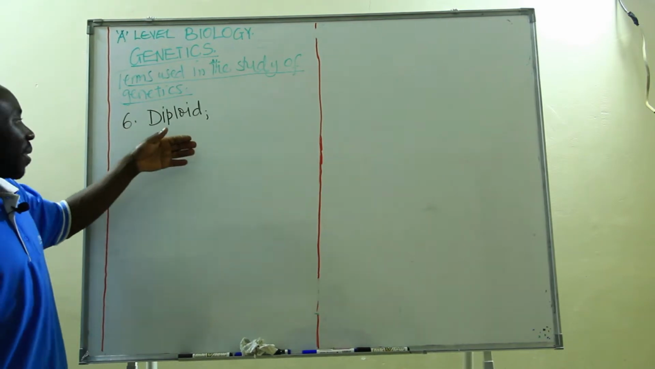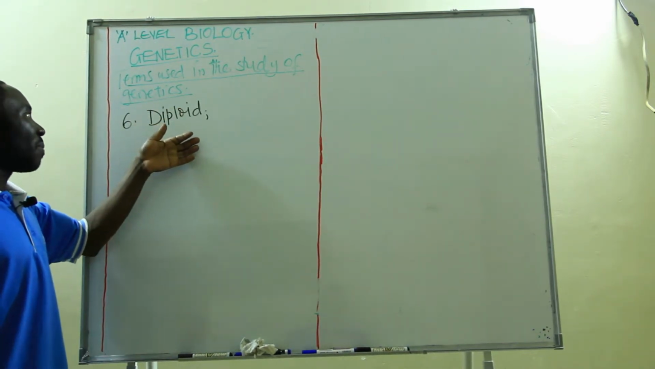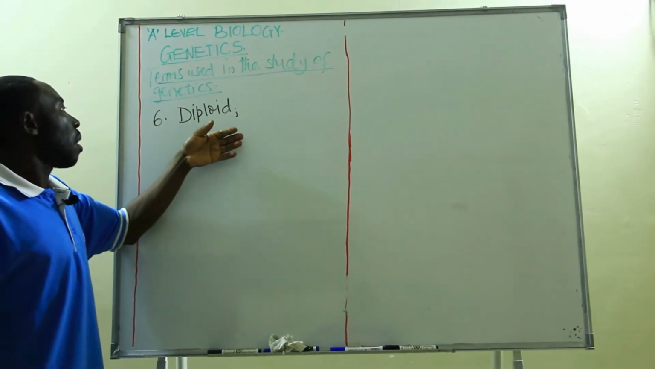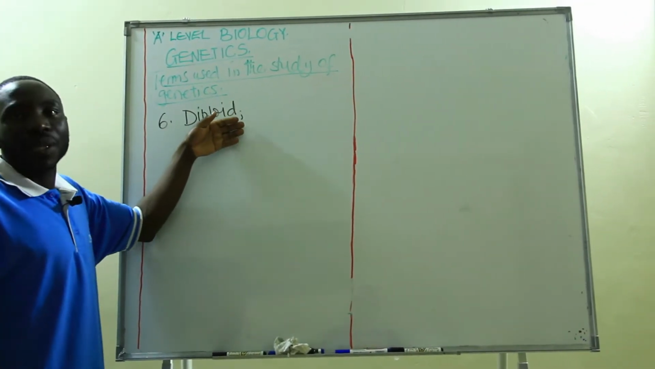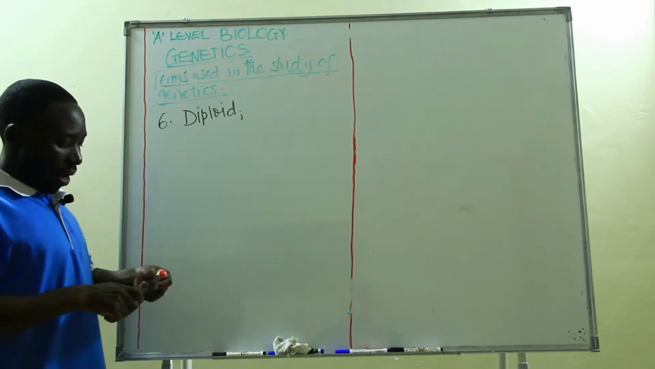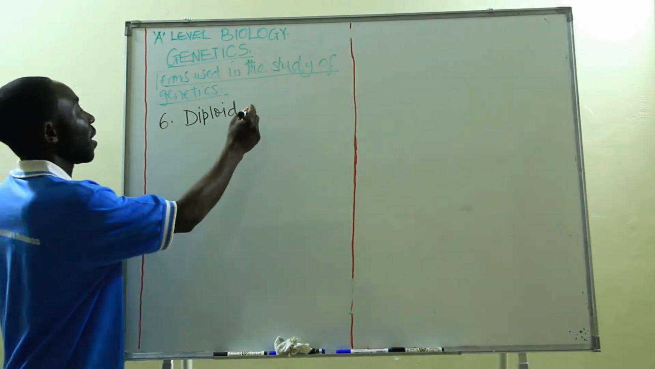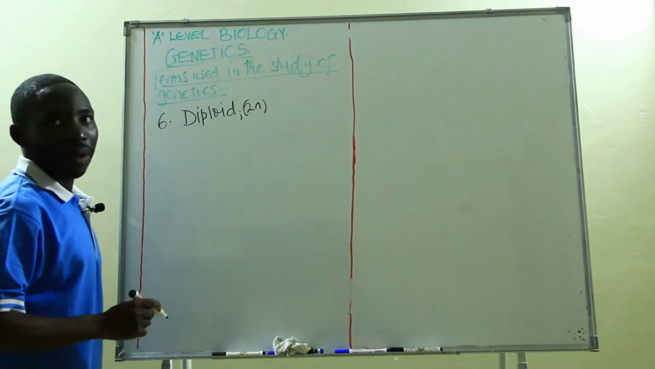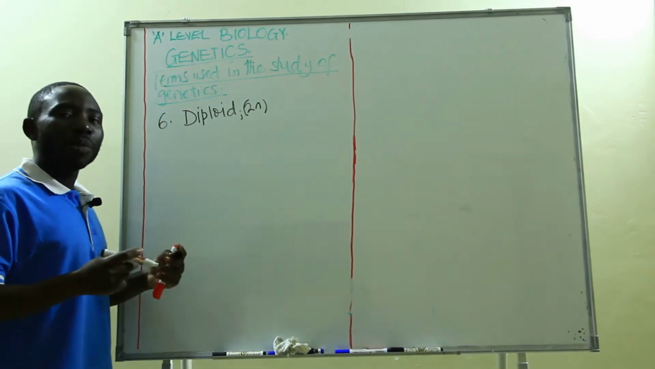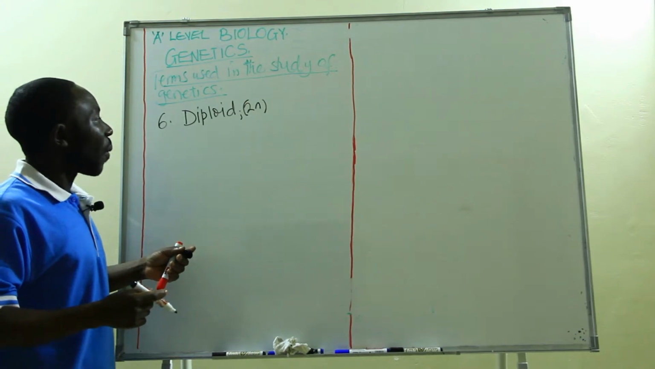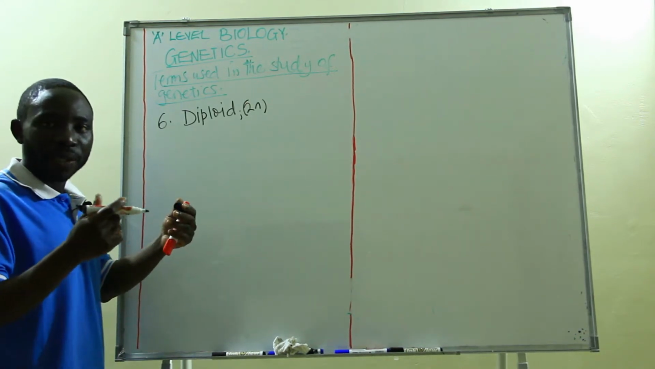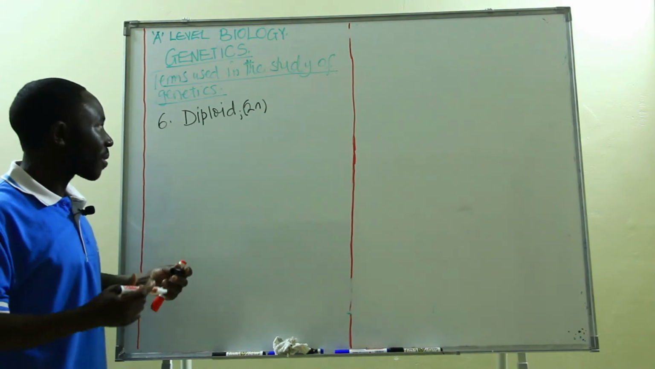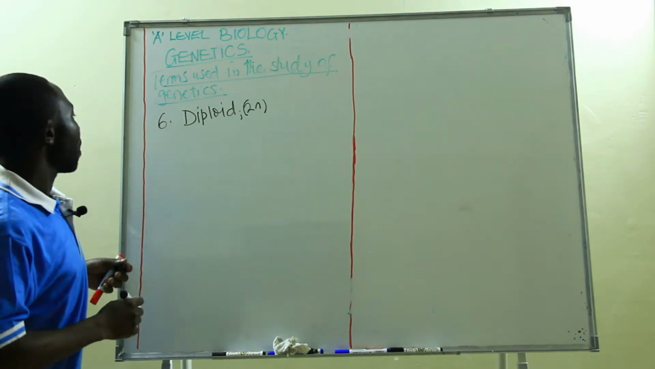Going through the terms used in the study of genetics. We have talked about diploid, which is always written as 2N in genetics. Diploid describes a condition or a state of a cell which possesses two sets of homologous chromosomes.